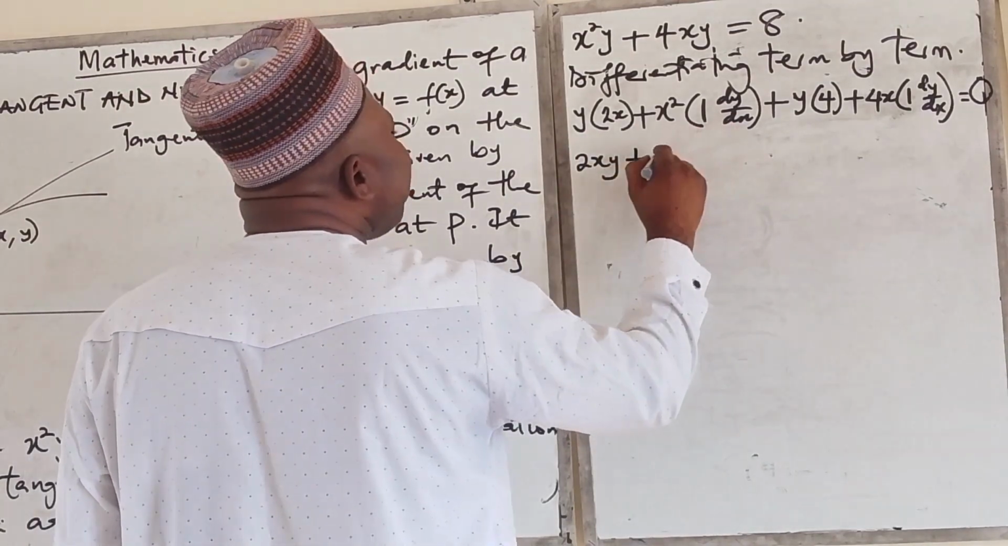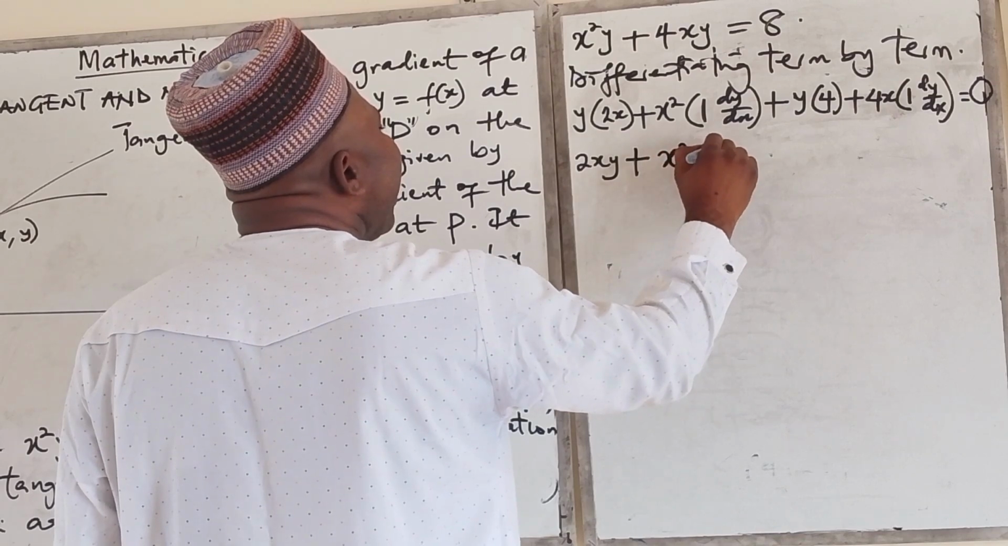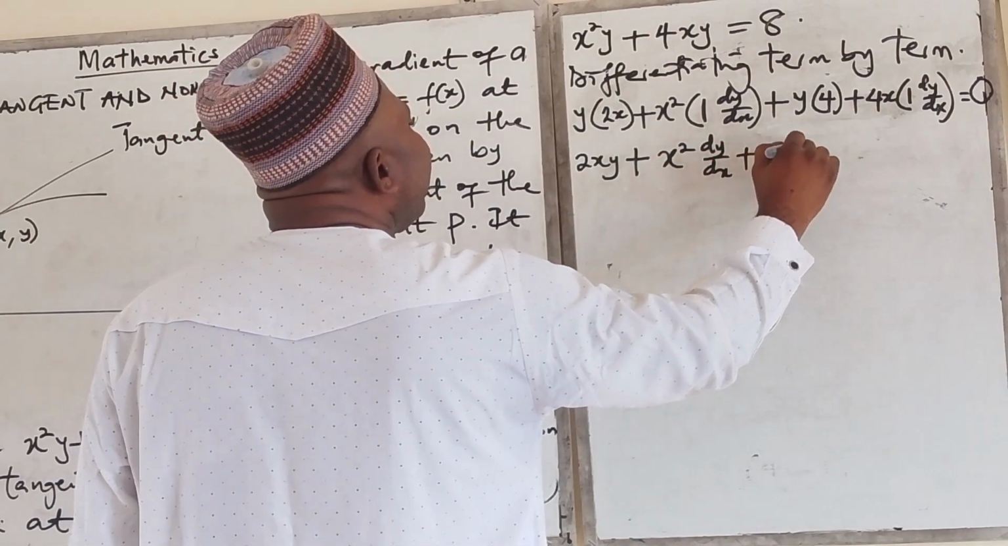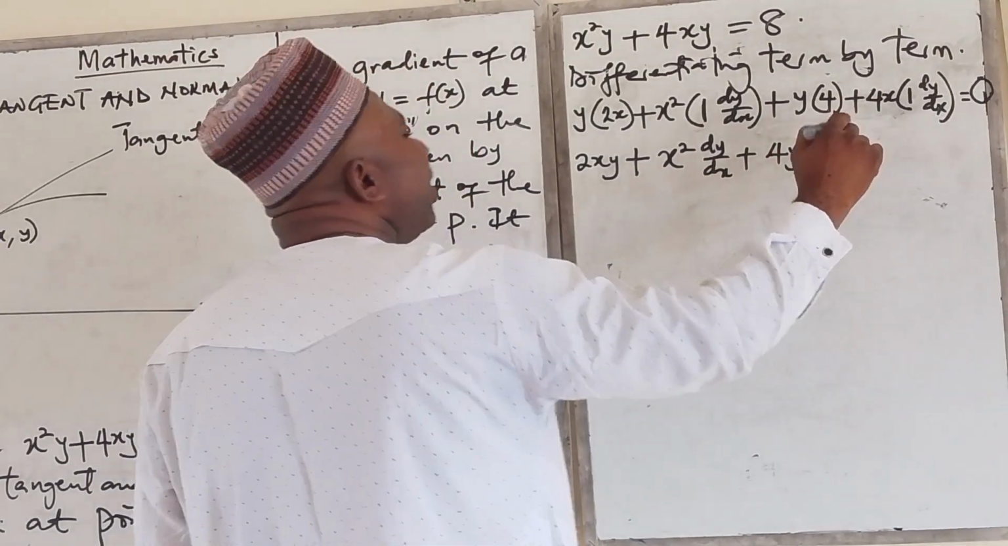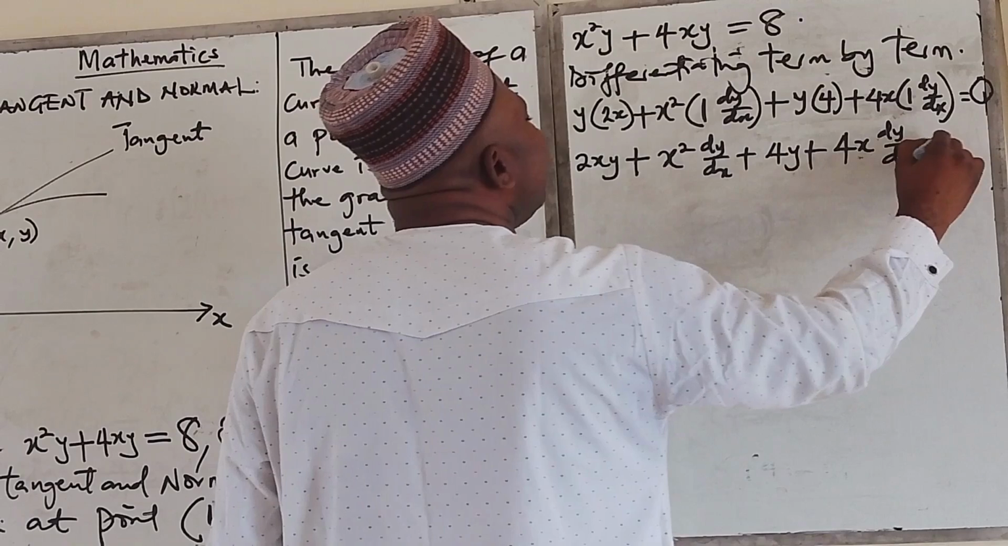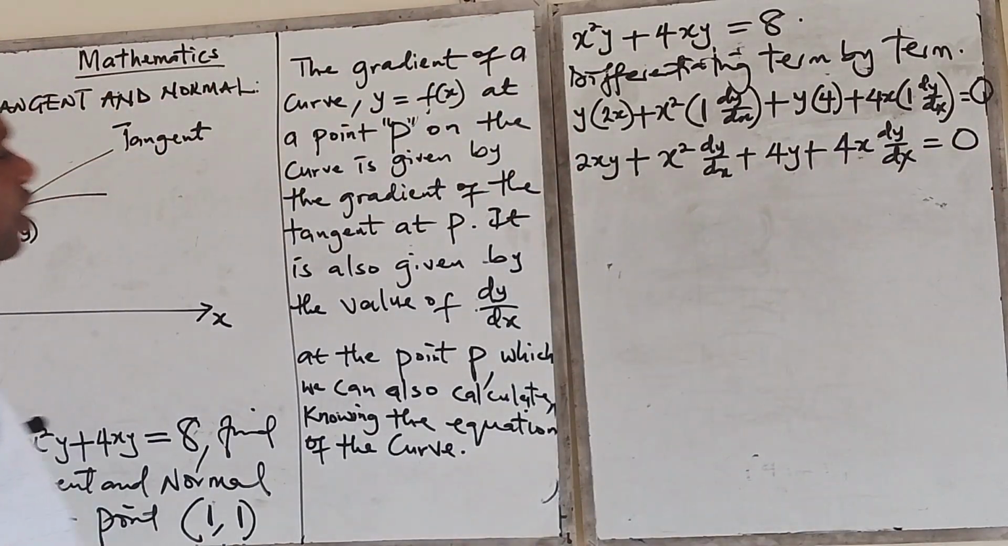Plus, here we have x squared dy over dx, plus y times 4 is 4y, plus here we have 4x dy over dx is equal to 0. Yes, it's equal to 0.